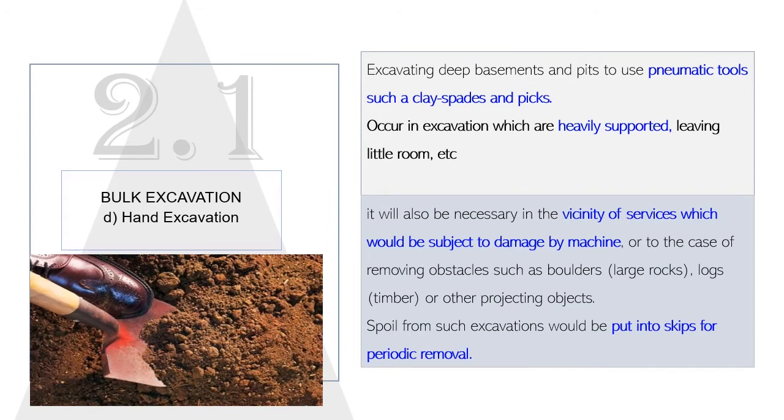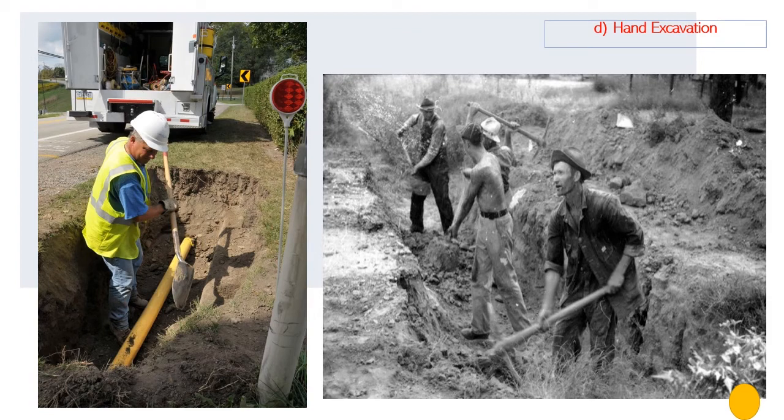The next bulk excavation technique is hand excavation. This will occur in excavations which are heavily supported, leaving little room for mechanical excavation. It will also be necessary in the vicinity of services, such as pipelines, which would be subject to damage by machine, or in the case of removing obstacles such as boulders, logs, or other projecting objects. Spoil from each excavation would be put into skips for periodic removal. These are examples of hand excavation.